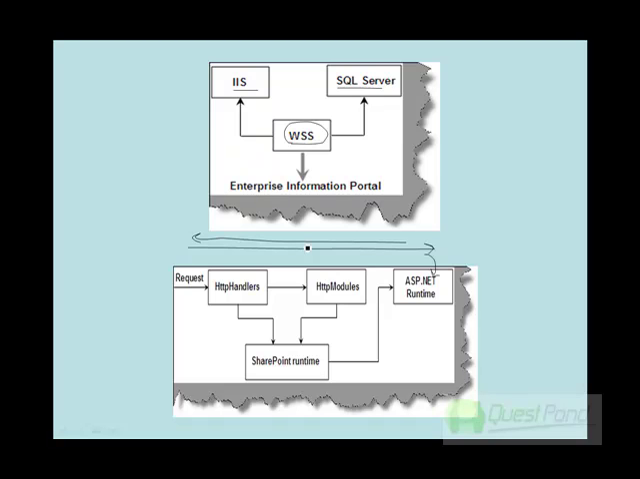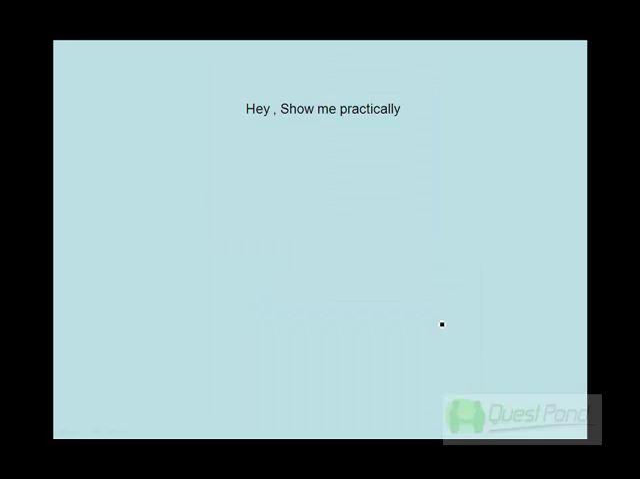So what SharePoint does is it injects handlers and modules, and before the request goes to the ASP.NET runtime, it passes through the SharePoint runtime, does the pre-processing, and then goes to the ASP.NET runtime. So you can say that SharePoint has its own HTTP handlers and modules. Let me show you practically. Let's see where these handlers lie and how they work.